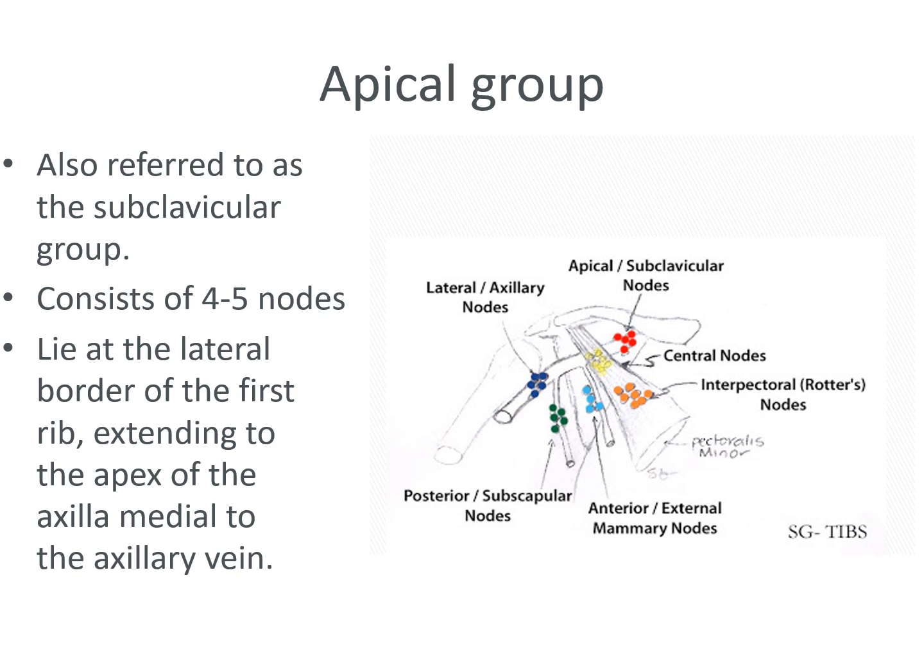Now we look at the one that lies at the apex, the apical group. The apical group is also called the subclavicular group. They consist of 4 to 5 nodes. Look at it right here, just below the clavicle, subclavicular. So we can also call it subclavicular. They lie at the lateral border of the first rib and extend to the apex of the axilla, medial to the axillary vein.